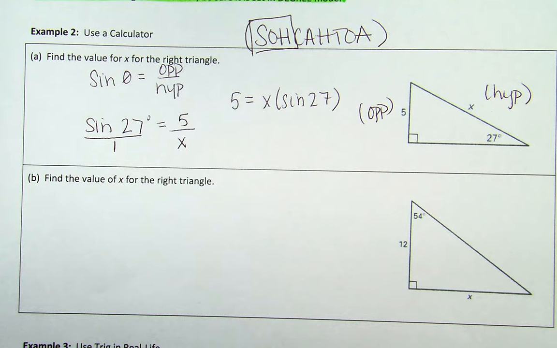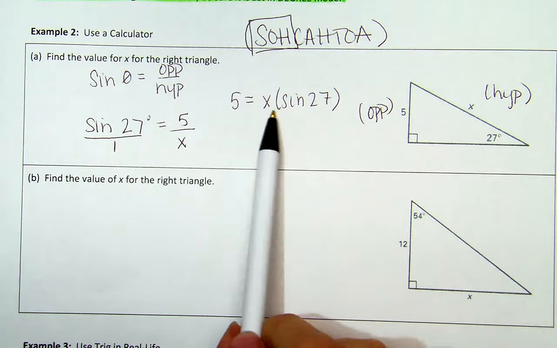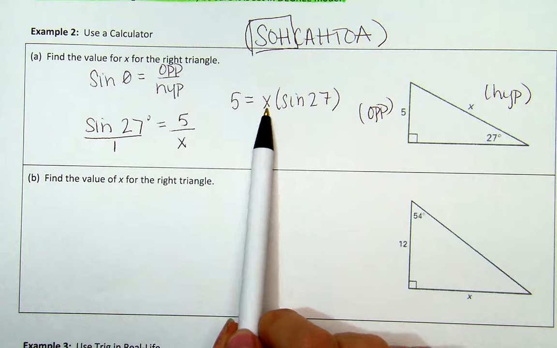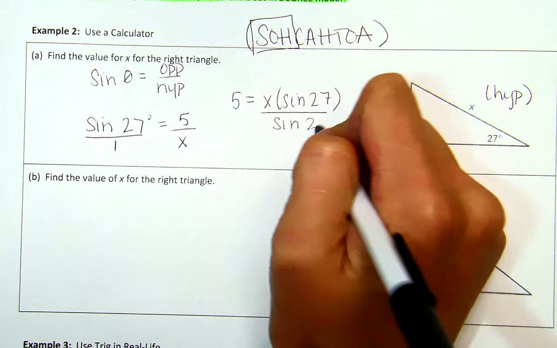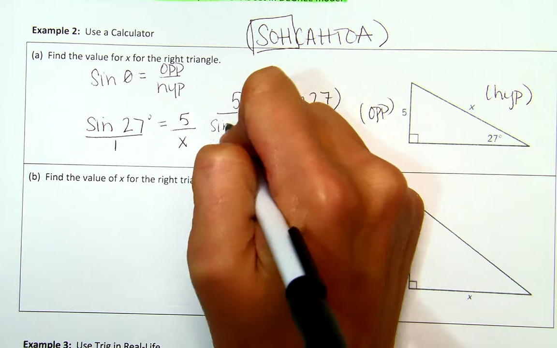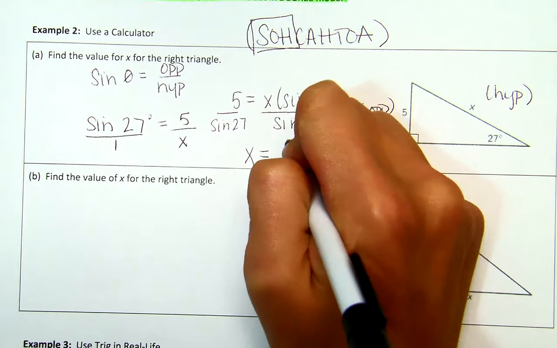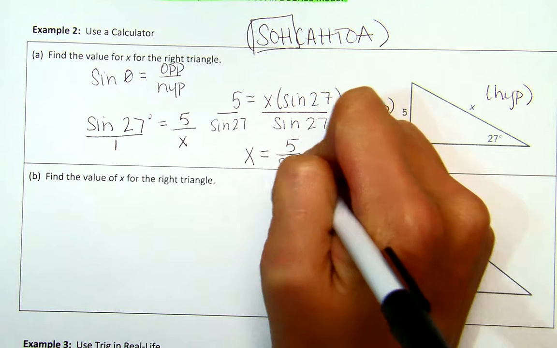Just like I would deal with this situation in any other equation, the x and the sine of 27 are being multiplied. So to get x alone, I'm going to divide both sides by sine of 27. So x can be found by taking 5 divided by the sine of 27.